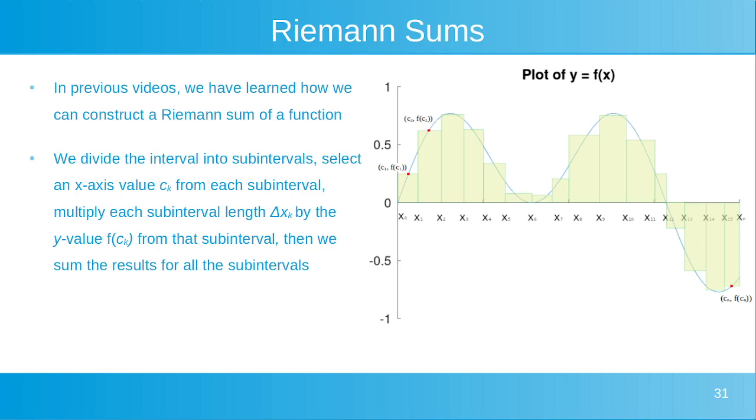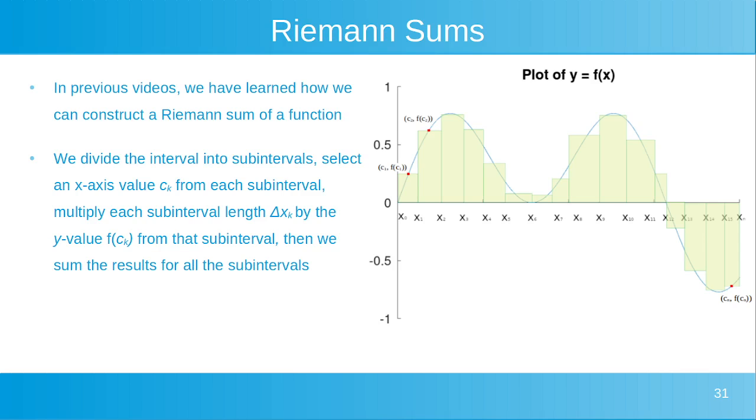So to explain that in more depth, if we have a look at the plot on the right hand side of the screen, and if we have a look at that very first subinterval there, the subinterval from x0 to x1, what we do is we select an x-axis value from that first subinterval between x0 and x1, and we call that x value c1. And then we calculate the corresponding y value for that x value, which is f of c1. And we've plotted the point c1, f of c1, on the plot here as that first red dot.